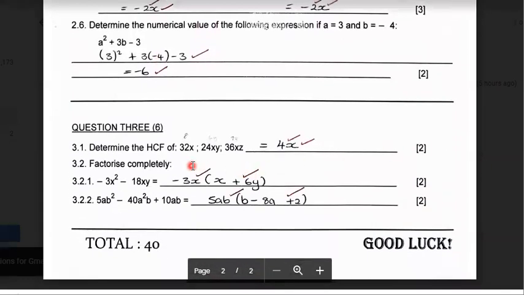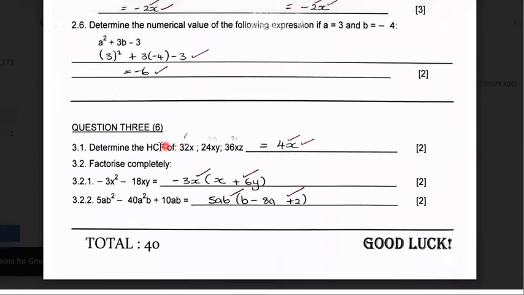Last question. Now, 3.1, you had to simply determine the highest common factor. You've got 32x, 24xy, and 36xz. Looking at the numbers, we're going to find that 4 is the highest common factor. Then considering the variables, you've got x occurring in each of the 3 terms, so you can pull out x as a factor. Y only occurs in the 2nd term and Z only occurs in the 3rd term, so those cannot be considered common factors. So your highest common factor there would be 4x.